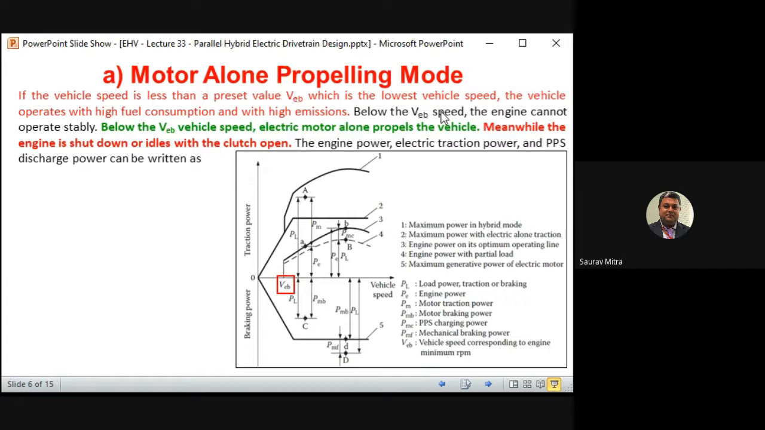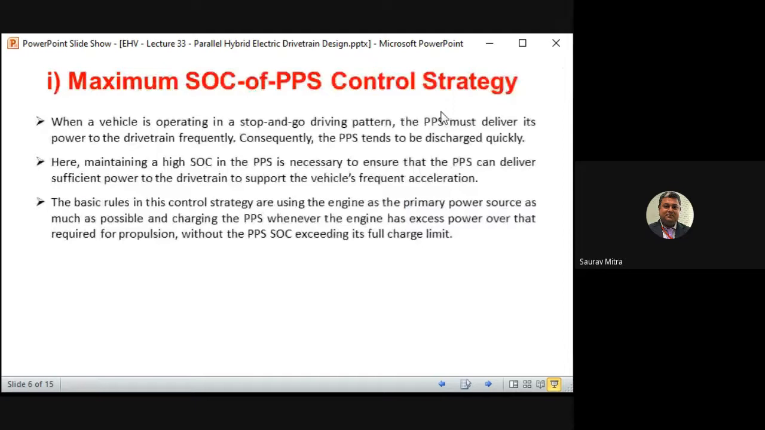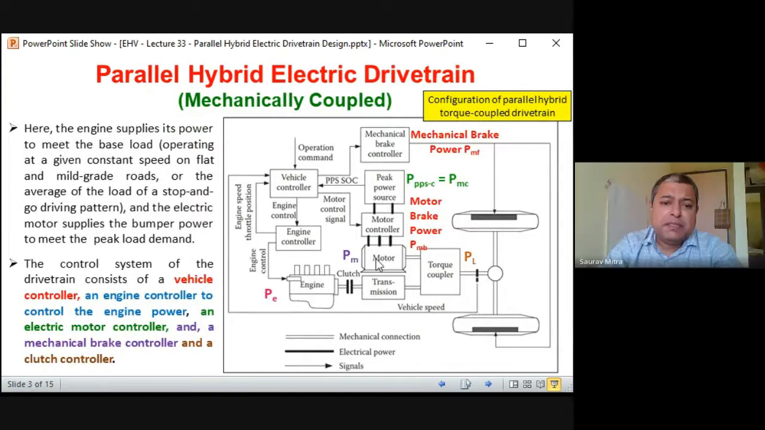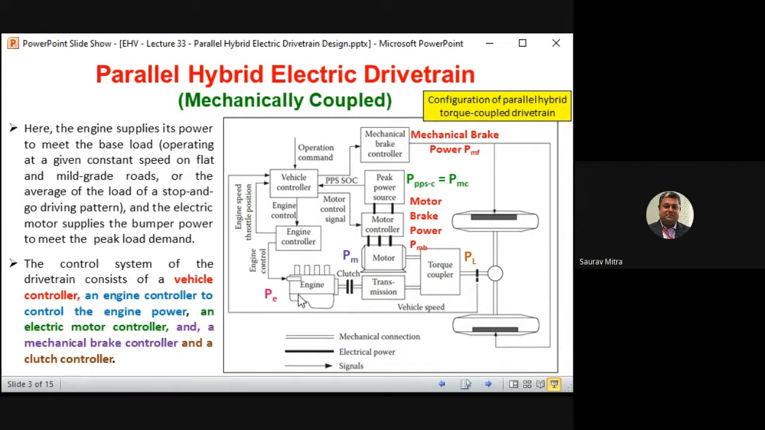So first one is motor alone propelling mode. Where is the motor? Again you have to go back to the previous slide. This motor is actually getting power from the PPS. So motor alone propelling mode means only PPS is giving power to the motor, the motor gives power to the torque coupler, and it is driving the whole vehicle system. Engine alone driving system means PE is giving power to the torque coupler and the engine is driving. So PE is equal to PL. Hybrid means PPS plus PE is equal to PL.